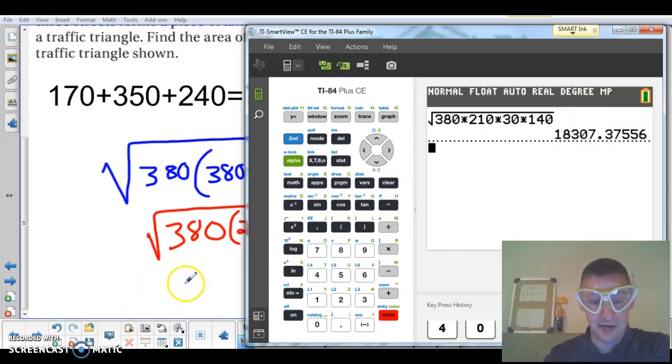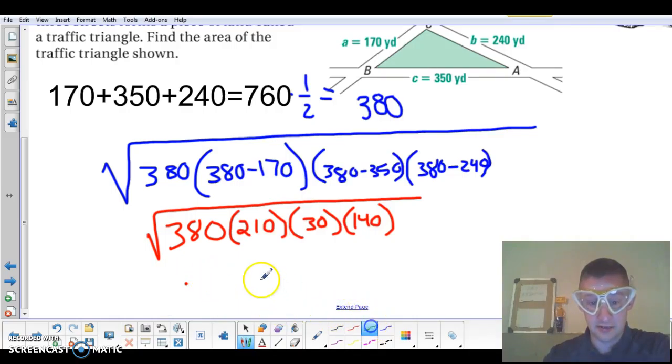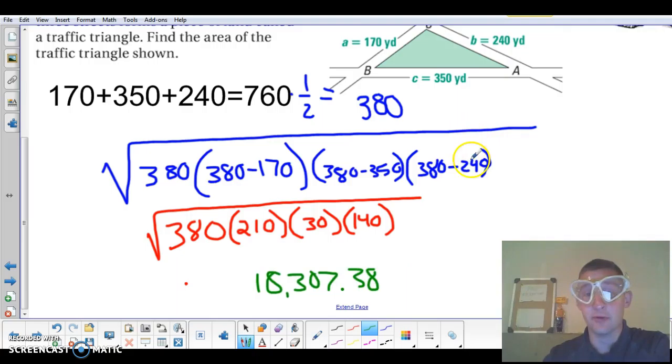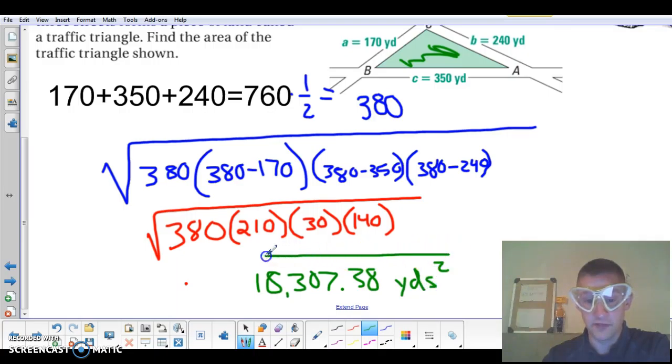18,307.38. 18,307 point, I think it was 38? Yep, 0.38. Label that: while we were working in yards, and this is an area, so the area of this triangle in between all the traffic right here is 18,000 some square yards. All right, there we go. So that's the area of a triangle using Heron's area formula.